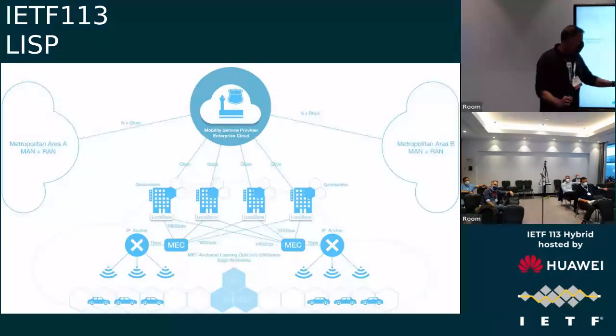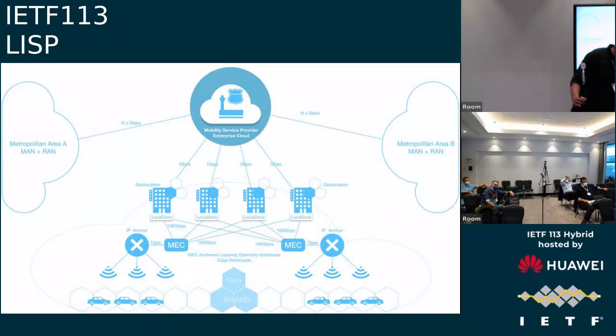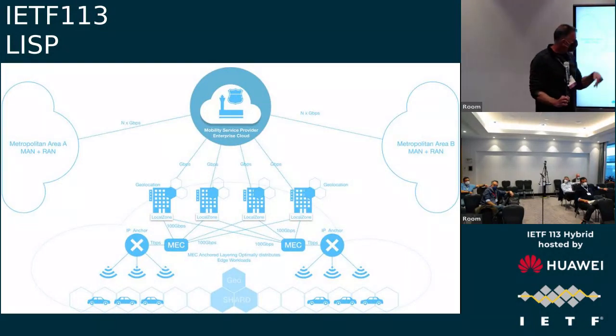Okay. If I put LISP in the MEC, then I have a terabit per second from the mobile core split, using Metro Ethernet to the local zones. I'm solving the capacity problem. Next.